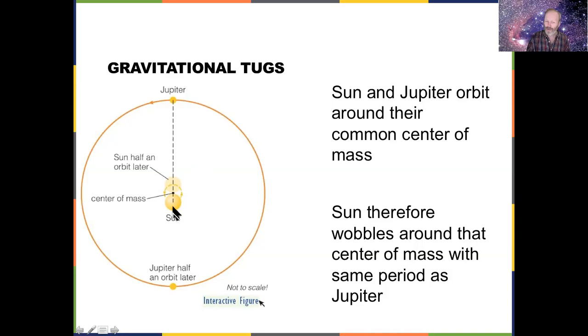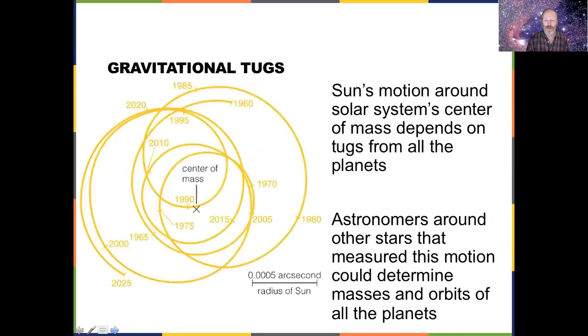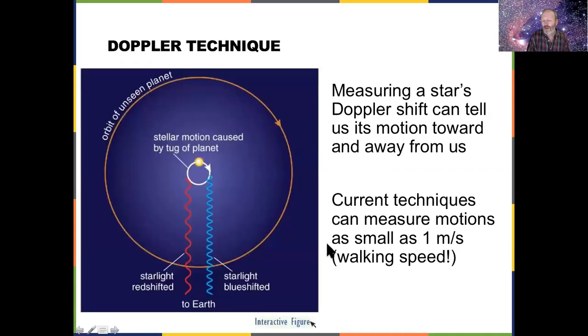But our sun wobbles back and forth in response to Jupiter. We can actually measure the center of mass of our sun and the center of mass of the Jupiter-sun system there. And it moves back and forth in response to that. So as we're watching other planets, we look for the wobble back and forth.